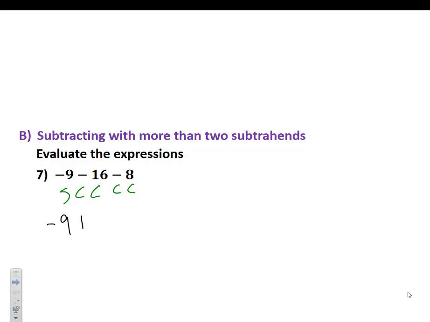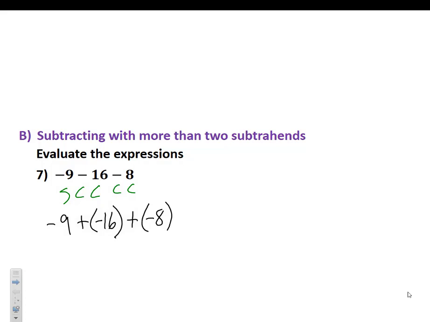Negative 9 plus a negative 16. So negative 9 stays the same. Subtraction goes to addition. That positive 16 becomes a negative 16. And then we're going to change the next subtraction to addition, and that positive 8 becomes a negative 8.